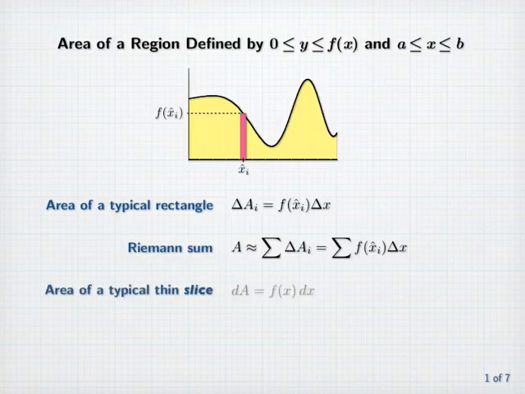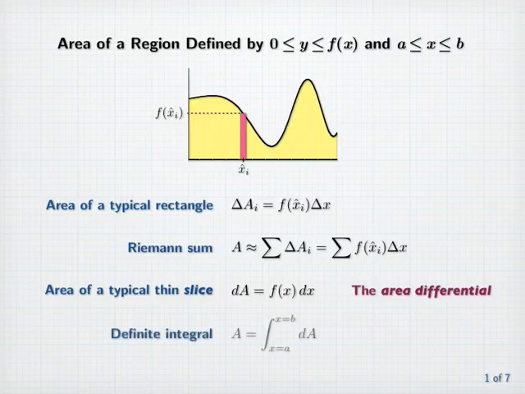Rather than thinking of a typical rectangle with finite width, we think of the area differential dA equals f of x times dx as the area of a thin slice with height f of x and width dx. The definite integral that gives the area A is the integral of the differential dA from x equals a to x equals b, that is, the integral from a to b of f of x dx.